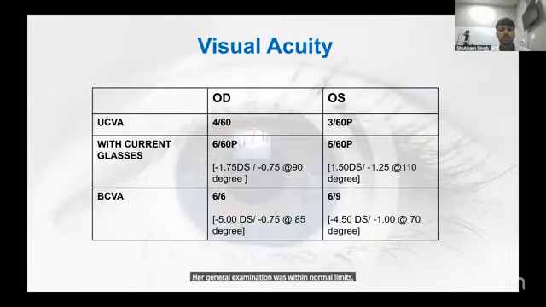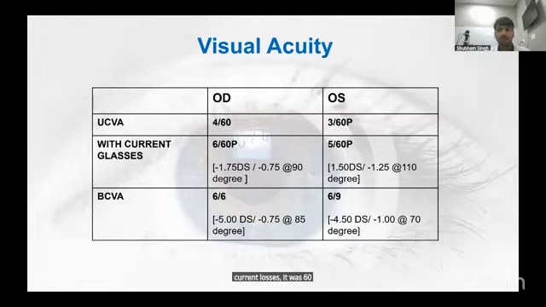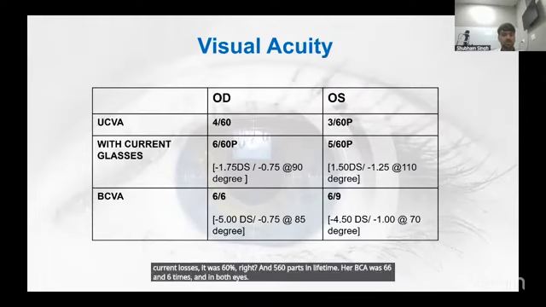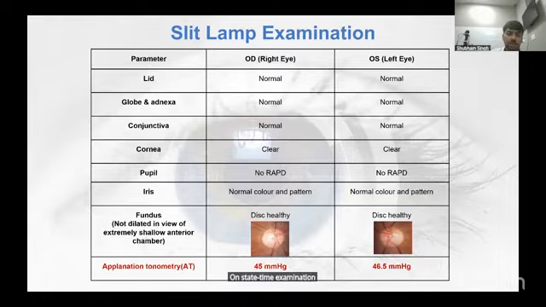Her uncorrected visual acuity was 4/60 in the right eye and 3/60 in the left eye, and with current glasses it was 6/60 in the right eye and 5/60 in the left eye. Her BCVA was 6/6 and 6/9 in both eyes. On slit lamp examination, lid, globe, and conjunctiva were normal. Cornea was clear. There was no RAPD. Her fundus was not dilated in view of an extremely shallow anterior chamber.